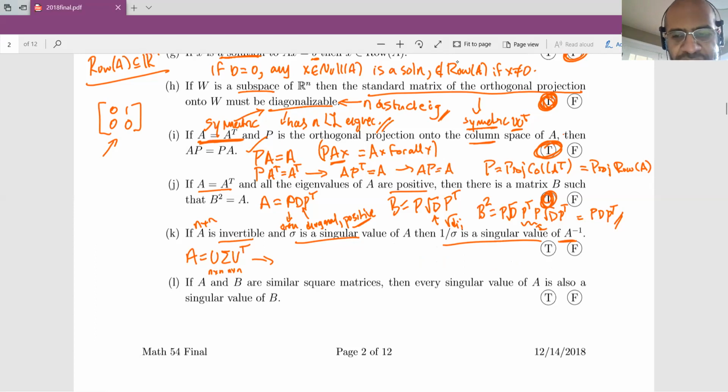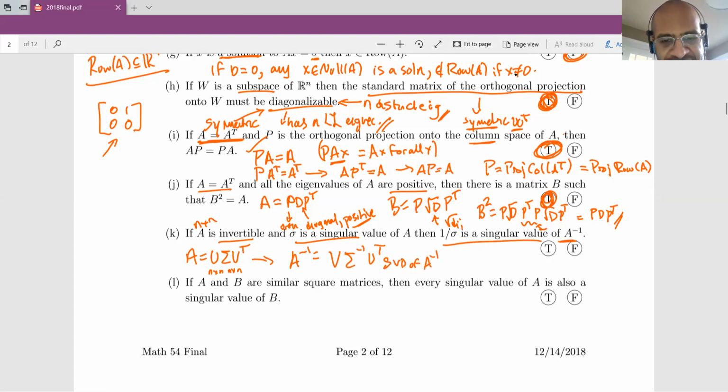How do you invert a product of matrices? You reverse their order and then invert each of the individual matrices. So A inverse equals V sigma inverse U transpose, right? But that's just a legitimate SVD of A inverse, because V and U are orthogonal. So this is an SVD of A inverse.